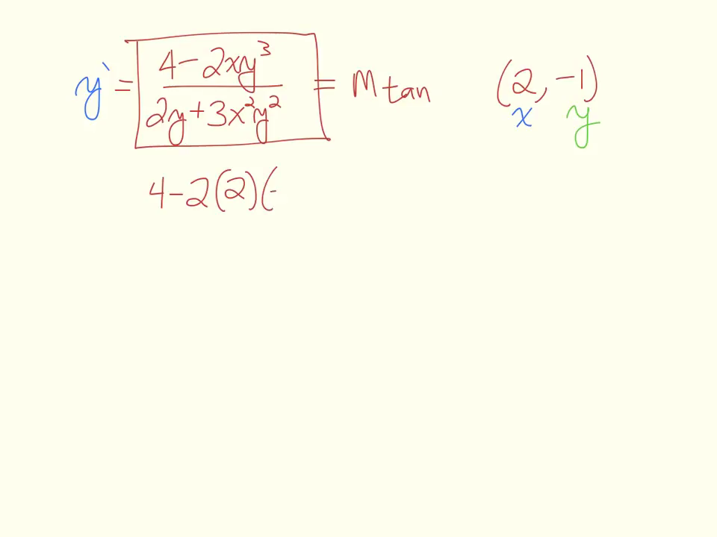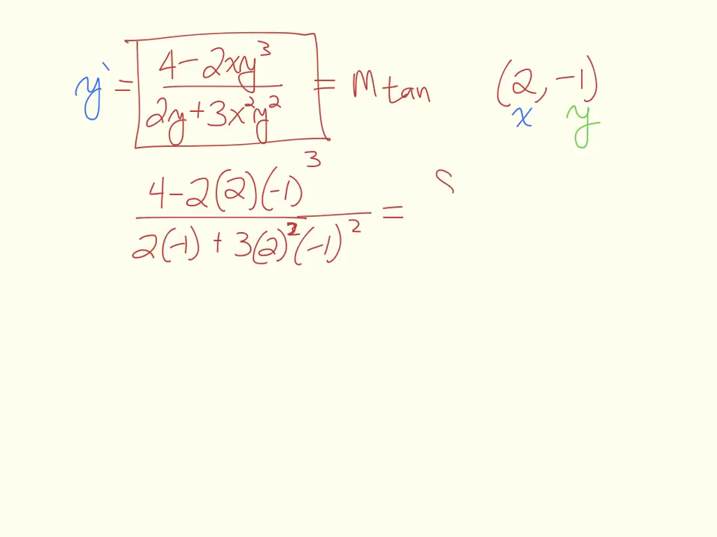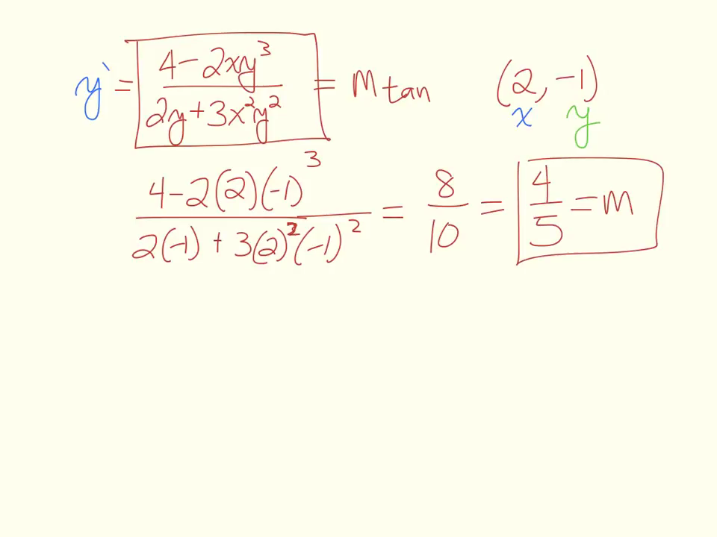So in the numerator, this leaves us with 4 minus 2 times 2 times -1 to the third power, all over 2 times -1 plus 3 times 2 squared times -1 squared. When you simplify the numerator and denominator, you'll see that you get 8 over 10, which reduces to 4 over 5. And that is the slope of our tangent line.